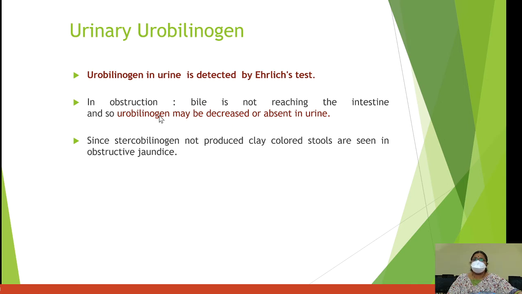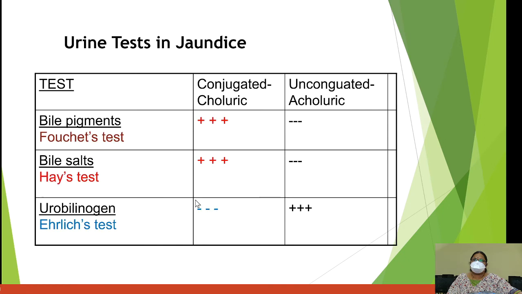And in addition to urobilinogen, the stercobilinogen also is not produced because of obstruction. So in obstructive jaundice, clay colored stools are seen. So that is a summary of urine tests in jaundice. The test for bile pigments is the modified Fouchet's test. In obstructive jaundice, in which conjugated hyperbilirubinemia is there, the Fouchet's test will be 3+.